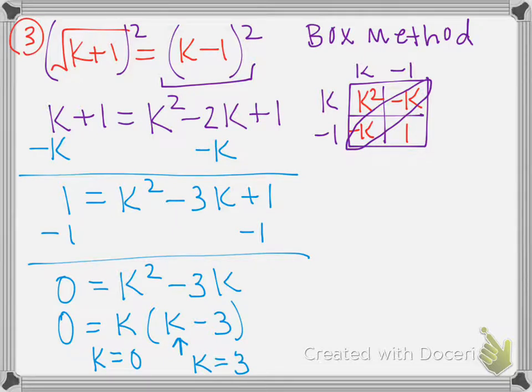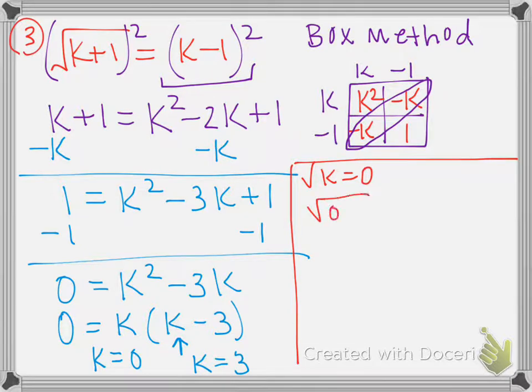So we should check these answers because sometimes one of them works and one does not. So I'm going to go over here and check. The first one I'm going to check is k equals 0. I go to my original problem, I substitute the k as 0 on both sides and see if this is true. So 0 plus 1 is 1, the square root of 1 is 1, and 0 minus 1 on the right is negative 1. So these do not equal. So k equals 0 is not a solution.